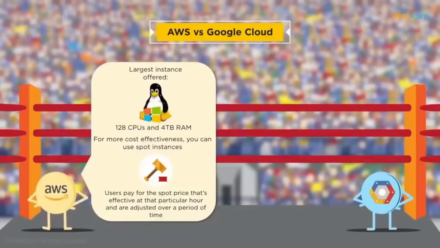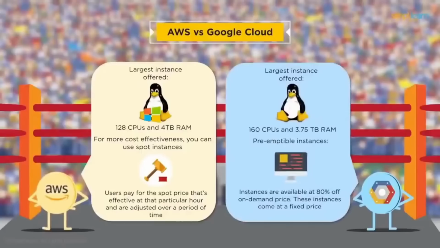Now, you pay for the spot price, which is effective at a particular hour. Now, these spot prices do fluctuate, but are adjusted over a period of time. The largest instance offered with Google Cloud is 160 CPUs and 3.75 TBs RAM. Like spot instances of AWS, Google Cloud offers short-lived compute instances suitable for batch jobs and fault-tolerant workloads.